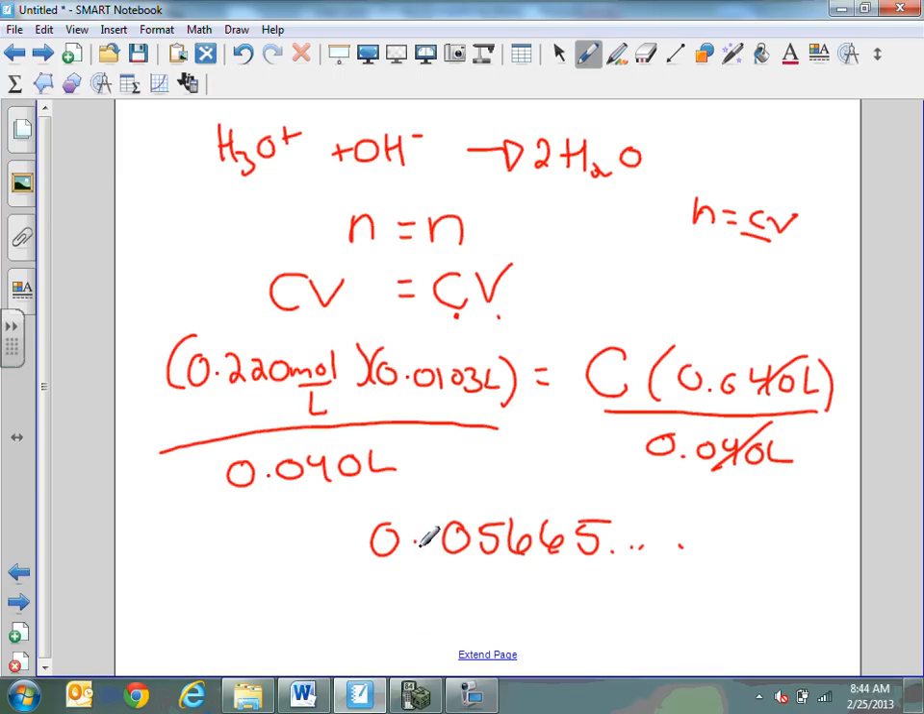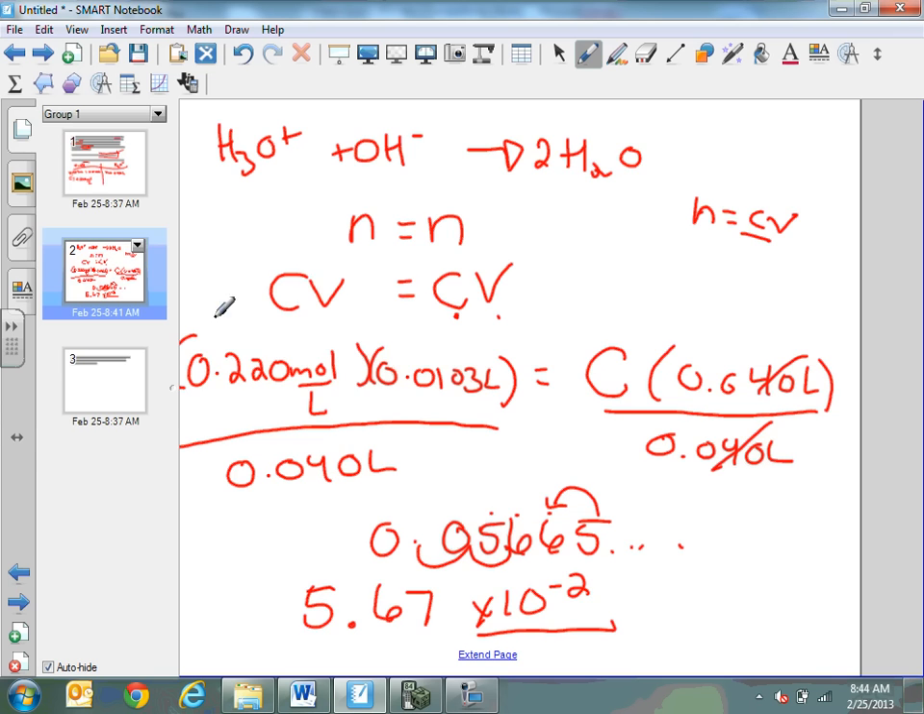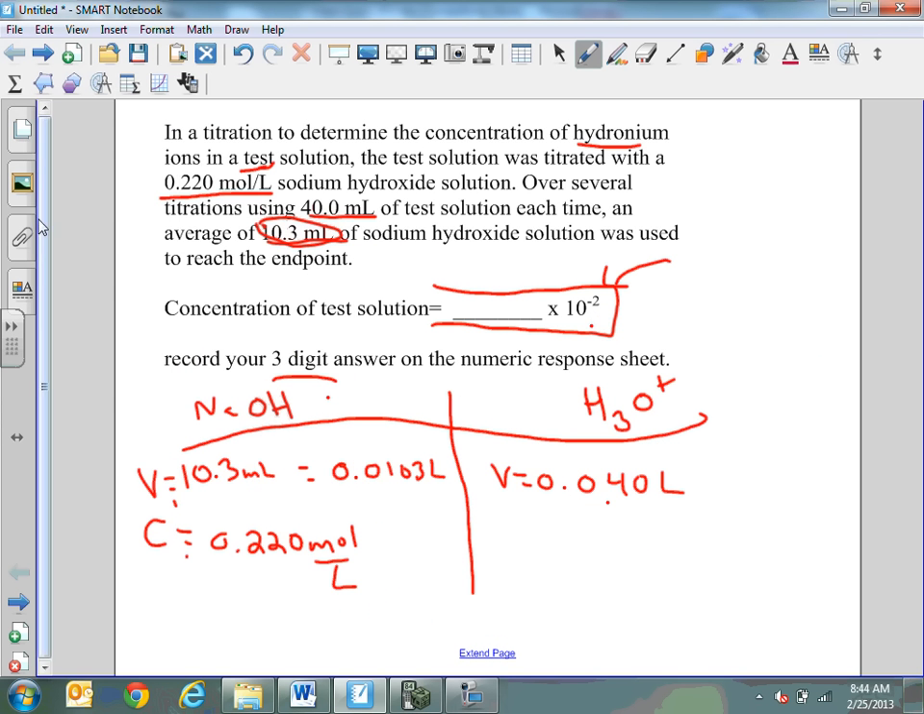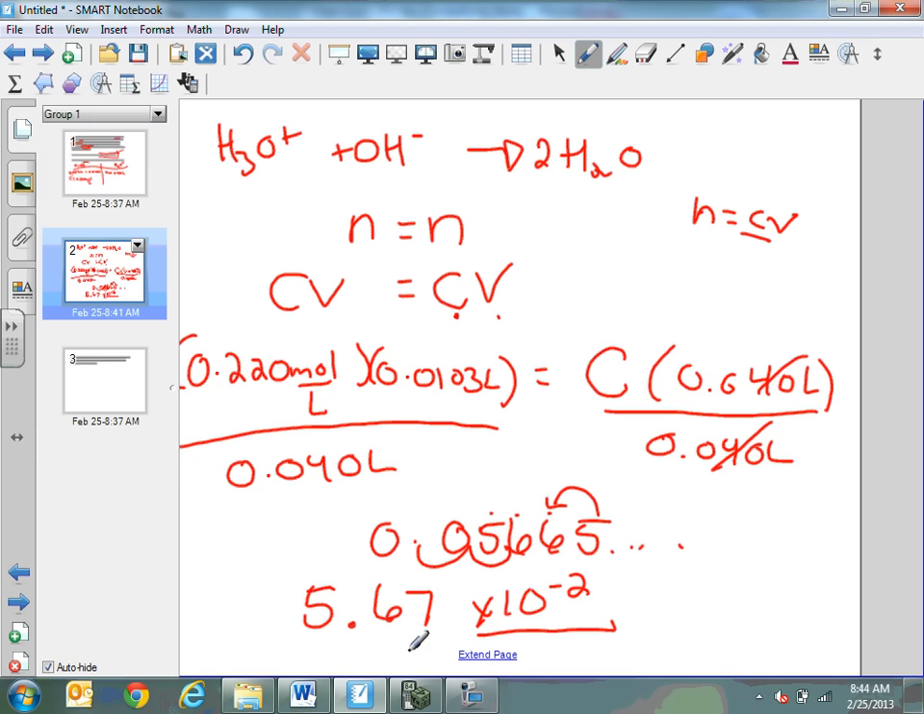That means you're moving your decimal 2 spaces over. I'm looking for 3 digits, so 1, 2, 3. Look at the number before and see if you have to round up, which in this case we do. So this should be 5.67 times 10 to the minus 2. The times 10 to the minus 2 is already provided for you, it's right here. So you need to fill in your answer sheet as 5.67.